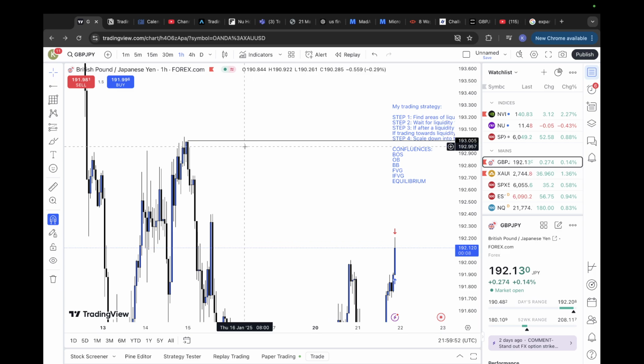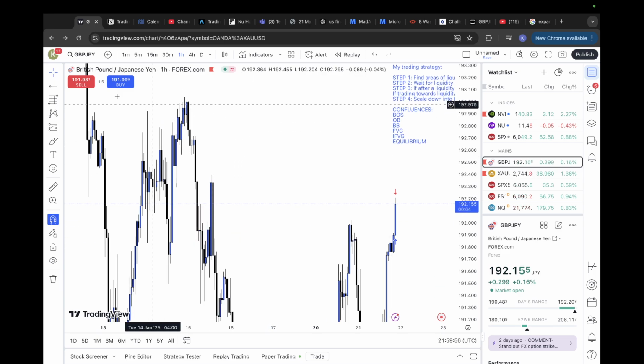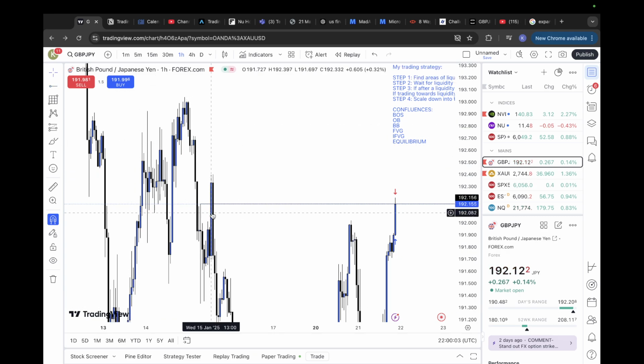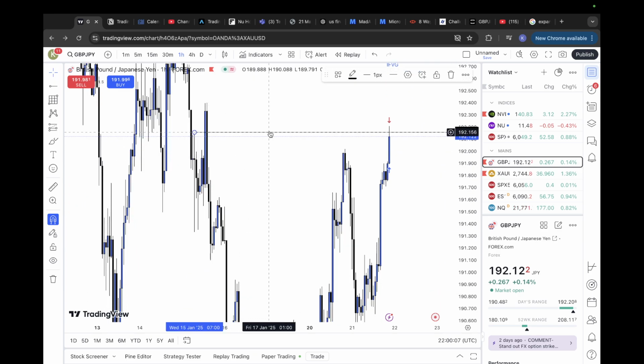So all we wait for is price to come up, sweep out and take out that high, and then we look for rejections over here. For example, we can see a move up, move down. Here we see we come up, push price, and then we move all the way to the downside. So that's a quick guide on liquidity.